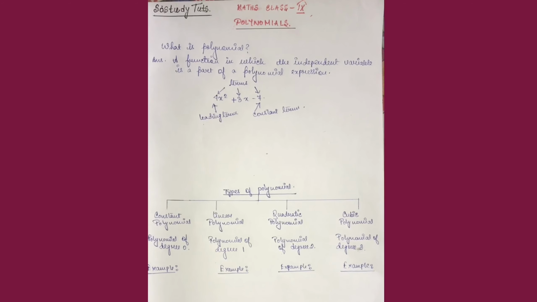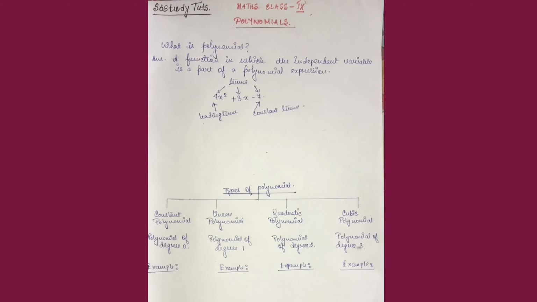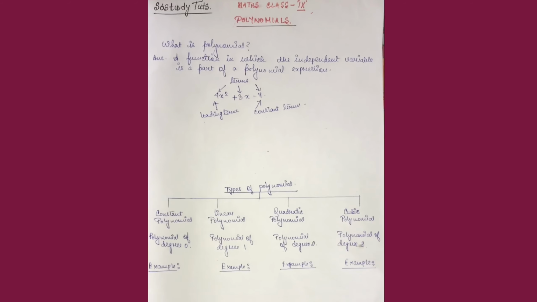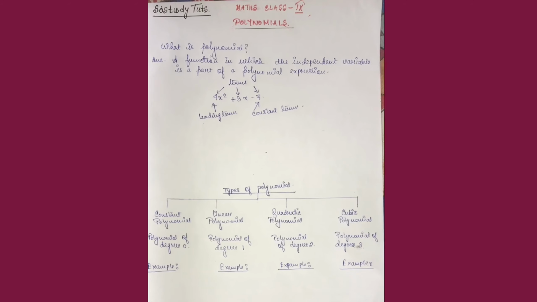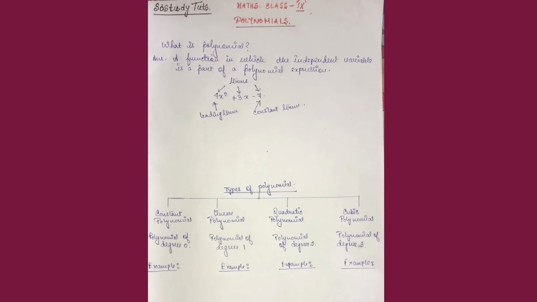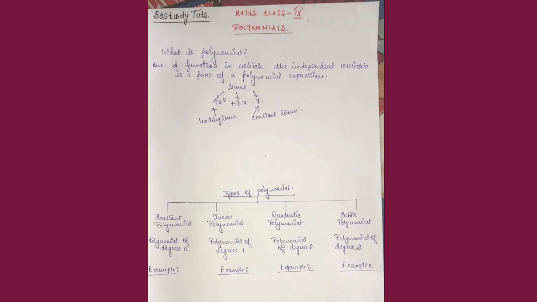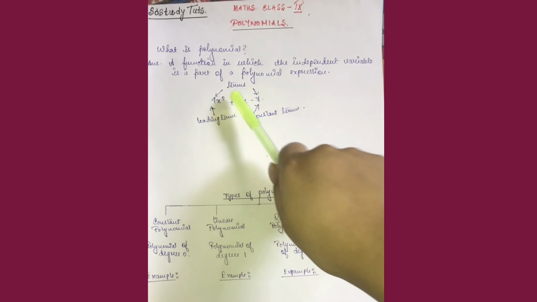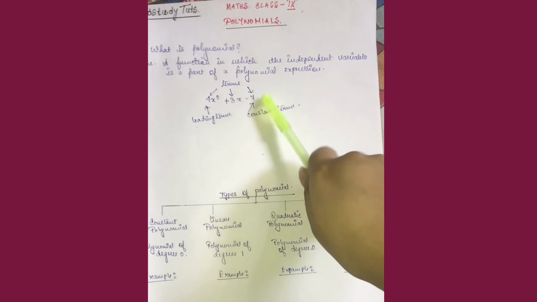So today our topic is polynomial. Now let's see what is polynomial. A polynomial is a function in which the dependent variable is a part of a polynomial expression. Now let's see what is a polynomial expression. Like here, 4x squared plus 3x minus 7.